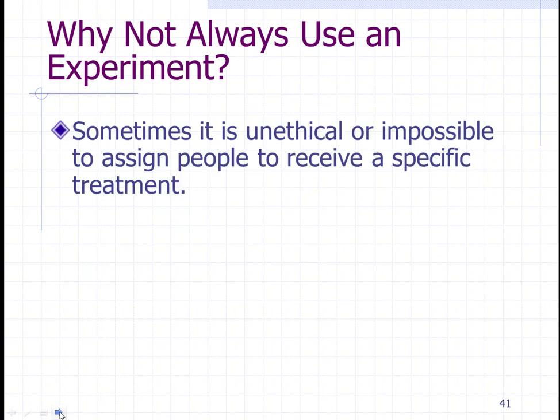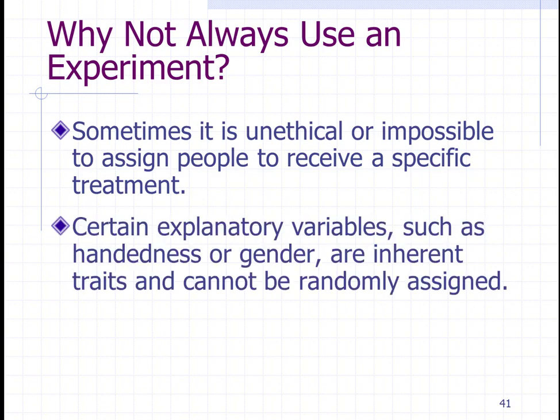Why don't we always use an experiment? Well, sometimes it's unethical. So for instance, if I'm going to test a new cancer drug and I find 100 people with cancer and I randomly assign them to a treatment group and a placebo group, is it ethical to make people think they're getting a treatment when they are not? I will also tell you that there are some things you cannot control. You cannot assign people to be left-handed. You cannot assign people to be male or female. There are just some things that cannot be randomly assigned.